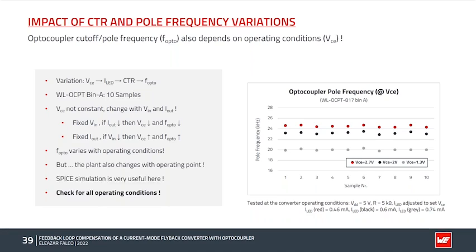However, some parameters in the plant transfer function will also change with operating condition, like the DC gain, the dominant pole frequency, and the right half plane zero frequency. For this reason, it is very important to check stability for all operating conditions and taking into account all these variations. For such assessment, SPICE simulation with average models is very useful.